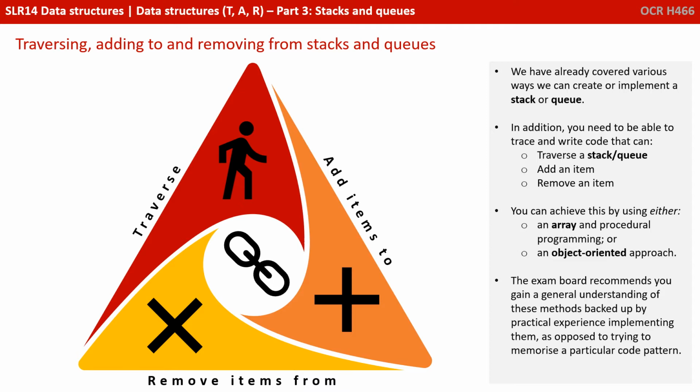So we've already covered various ways that we can create or implement both of the data structures, stacks or queues. In addition, you have to be able to trace and write code that can traverse them, add to them and remove from them. And you can achieve this by using either an array and procedural programming or an object-oriented approach. The exam board recommends you gain a general understanding of these methods backed up by practical experience implementing them, as opposed to trying to memorize any particular given code pattern.